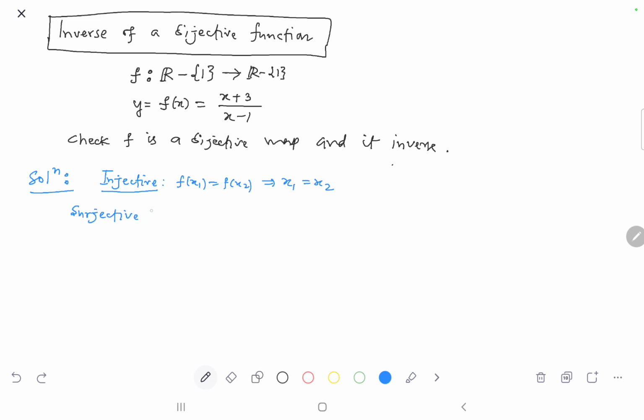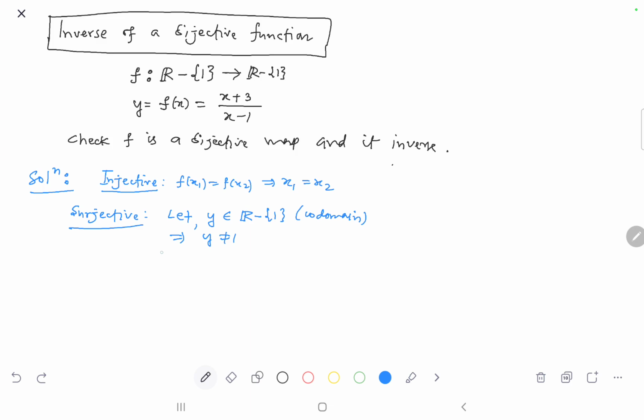Surjectiveness: we take an element in the codomain. So let y belong to R minus {1}. Then this implies y is not equal to 1. This is the codomain, the second set, from which we are taking y.